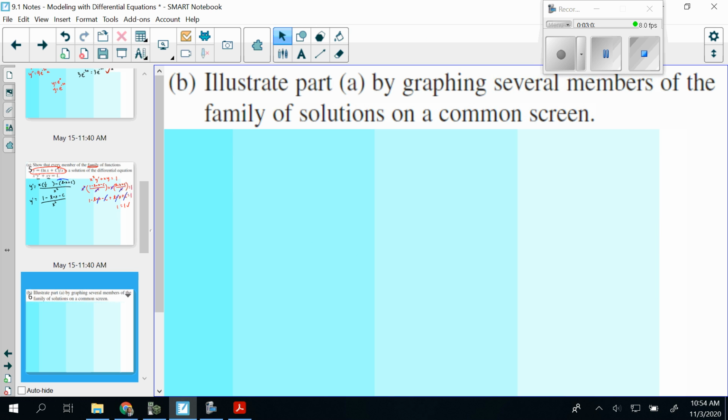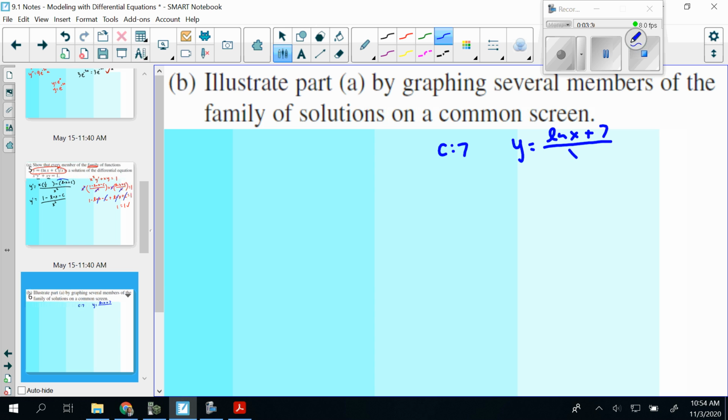All right, so next, what they want us to do is illustrate part A by graphing several members of the family of solutions on a common screen. So let's just pick some here to use in a graph. We just have to pick different C values. So let's maybe do, if C is 7, then our equation is going to become y equals natural log x plus 7 over x.